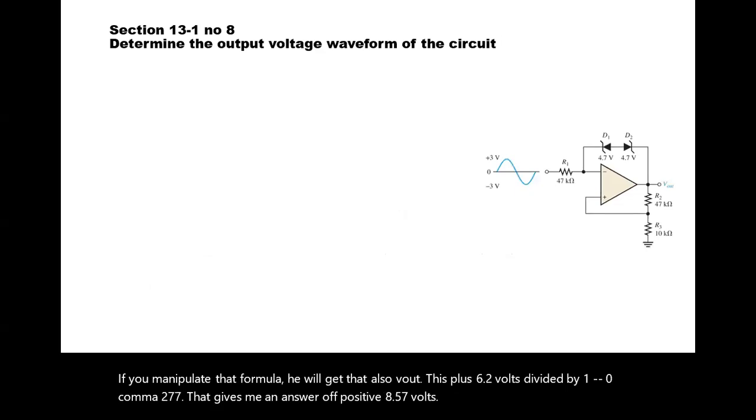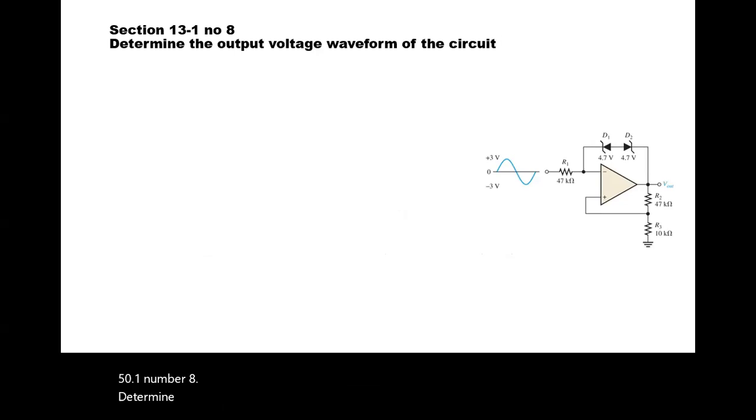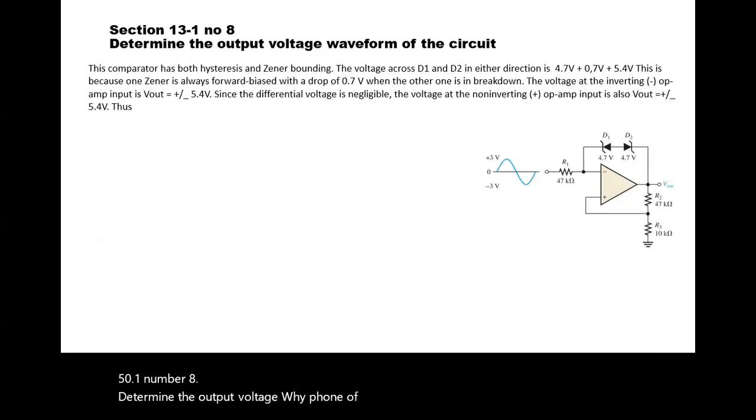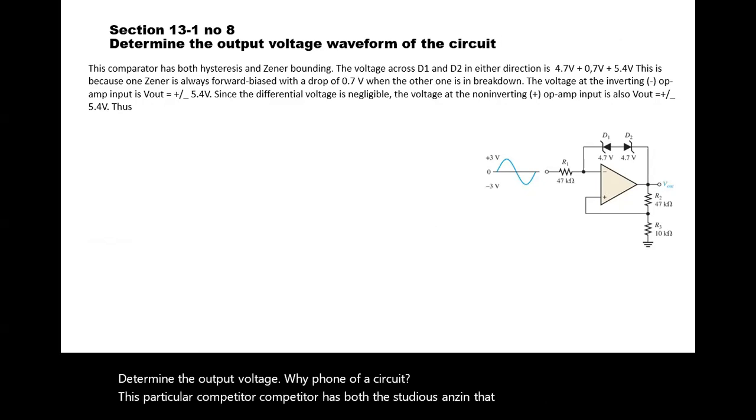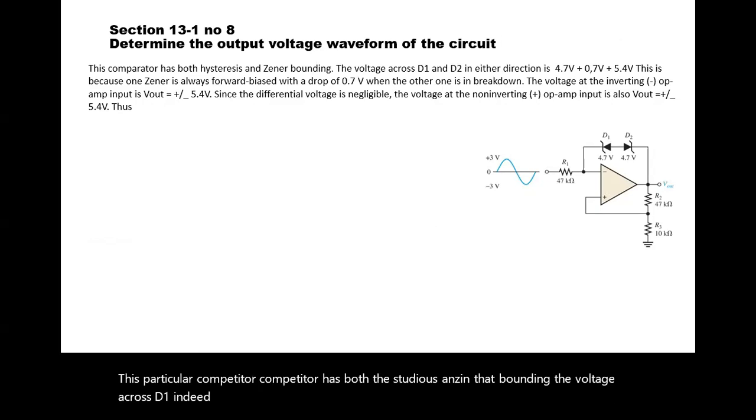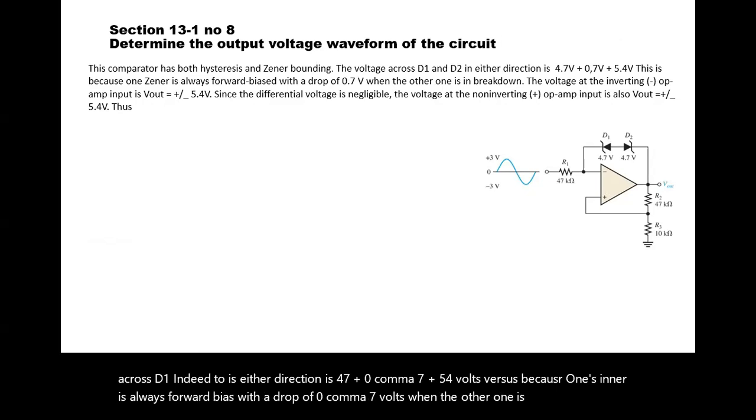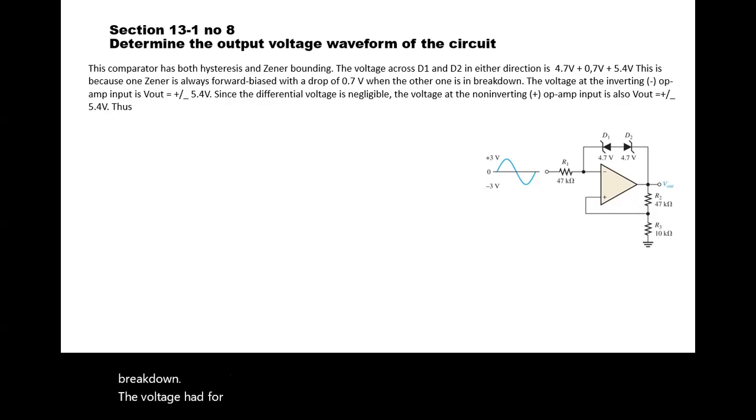13.1, number 8. Determine the output voltage waveform of a circuit. This particular comparator has both hysteresis and Zener bounding. The voltage across D1 and D2 in either direction is 4.7 plus 0.7, equals 5.4 volts. This is because one Zener is always forward biased with a drop of 0.7 volts when the other one is in breakdown. The voltage at the inverting, the negative input of the op-amp, is V out, which is plus 5.4 volts or negative 5.4 volts.